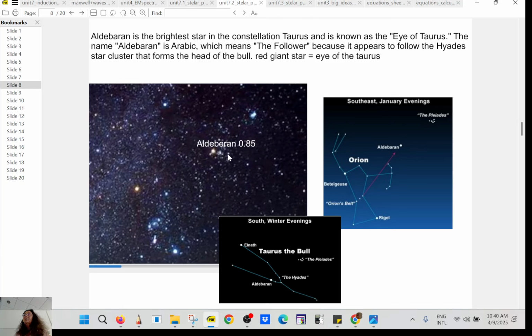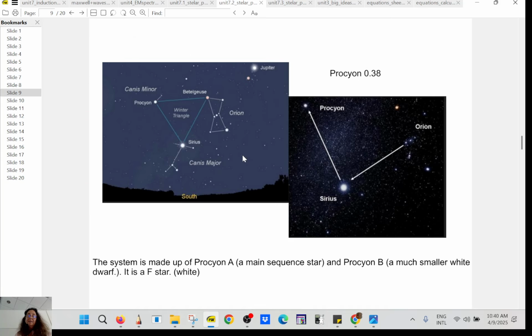So Aldebaran is also 0.85, you can see it with the naked eye. Okay, Procyon can also be seen with the naked eye. So the smaller the number, the brighter. I think Procyon is the second brightest star.